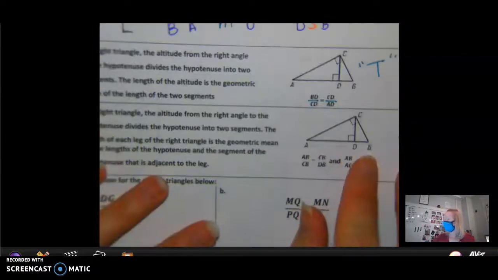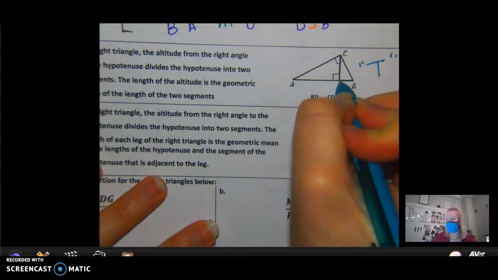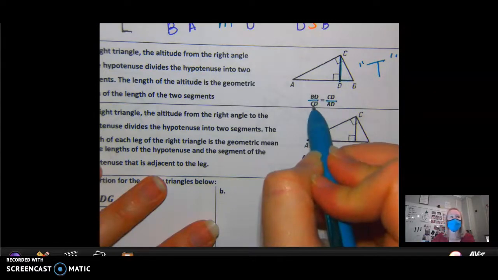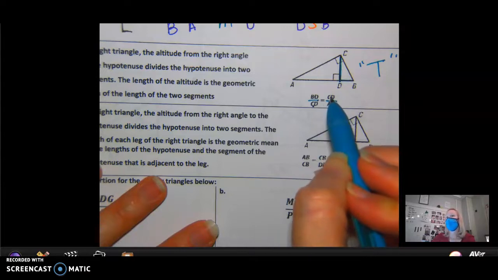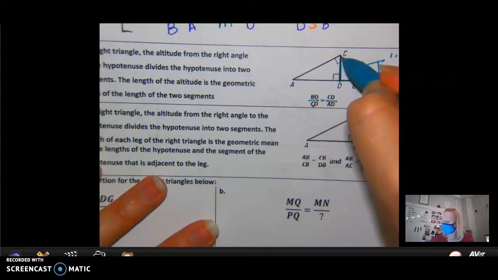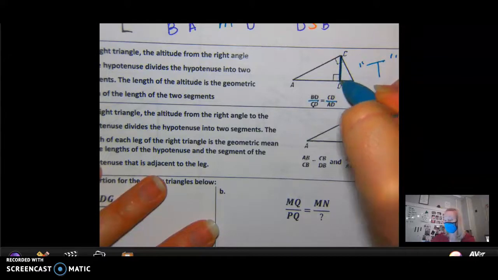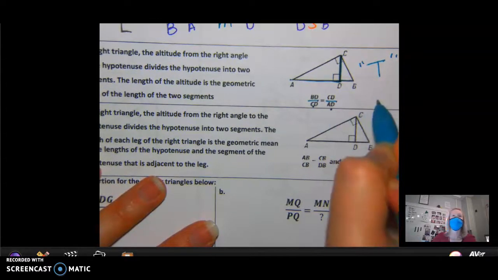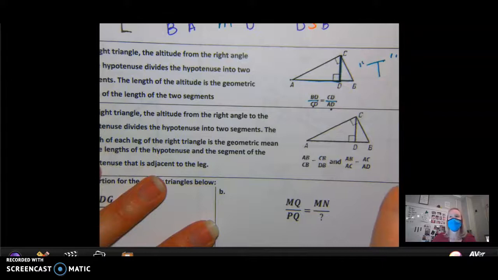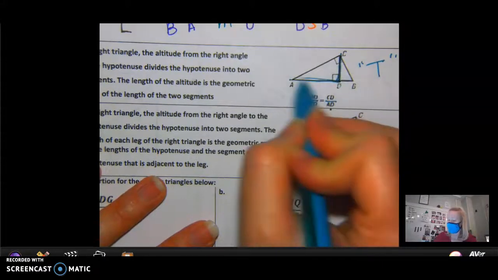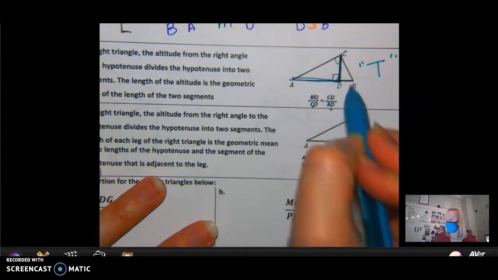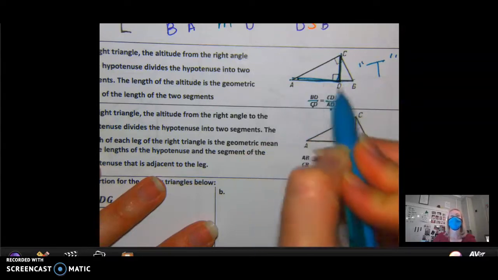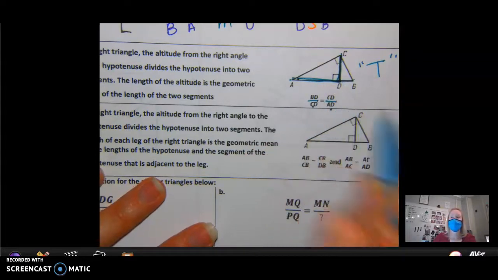What they're saying is, if I go small side of the small triangle over medium side of the medium triangle, so BD over CD, you following so far? That is proportionate and equal to the ratio of CD, which is the small side, over the medium side, AD. Why do you think I call it my T method? What did I just make? I made a T. So small over medium equals small over medium. We use that proportion to find a missing side length.